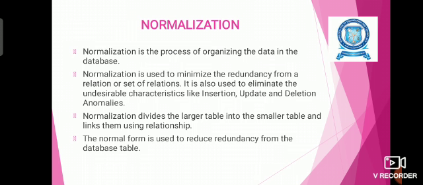Normalization is the process of organizing the data in the database. It is used to minimize the redundancy from a relation or a set of relations, and also to eliminate undesirable characteristics like insertion anomalies, updation anomalies and deletion anomalies. In normalization, it divides the larger table into smaller tables and links them using relationships. So, the normal form is used to reduce the unwanted characteristics and the redundancy from the database table.